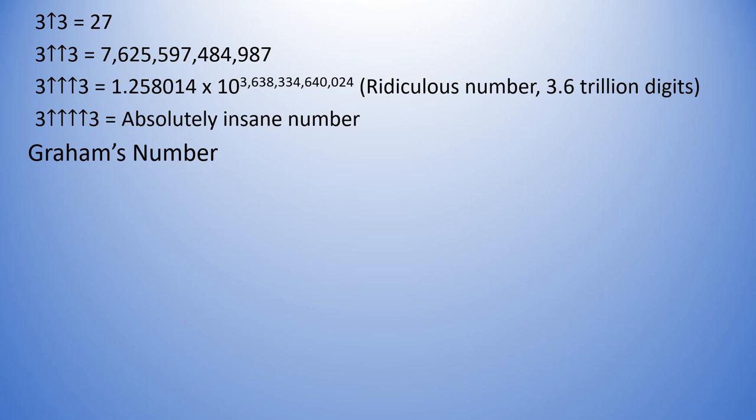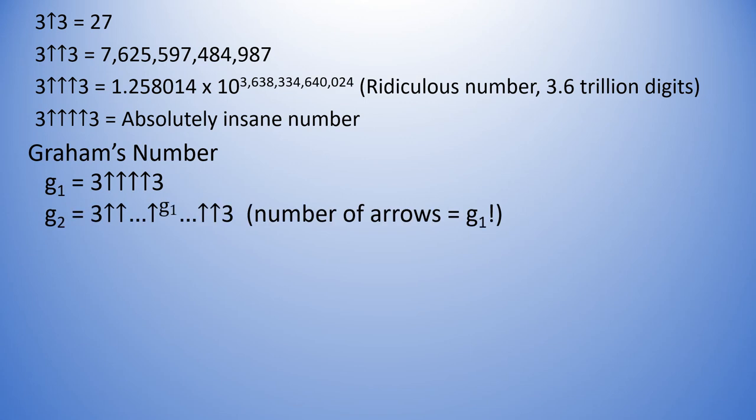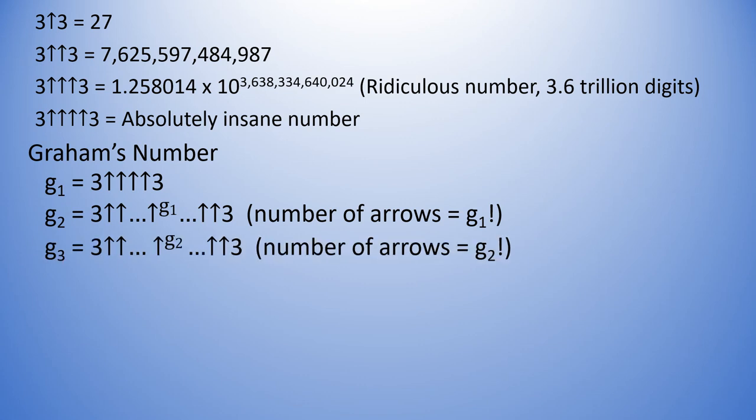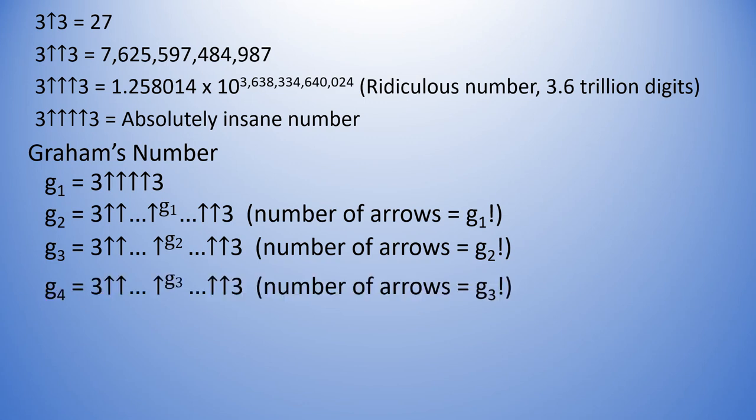So what is Graham's number now that we've got our up arrow notation down? Well, G1 is that absolutely insane number. G2 is 3 and G1 amount of up arrows. So that number that we have absolutely no way of possibly comprehending, 3 four ups 3, is how many arrows there are in G2. Then we get G3, which has G2 amount of arrows. And then we get G4, which is the same thing. It's G3 amount of up arrows. Absolutely ridiculous. And we keep going. Graham's number is the 64th one in this series.